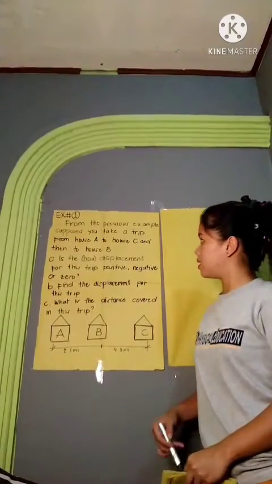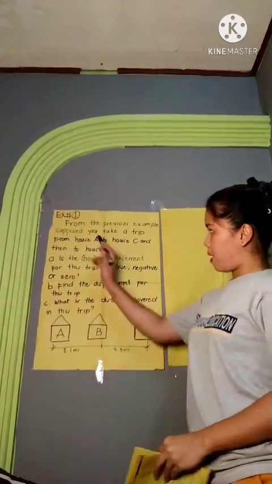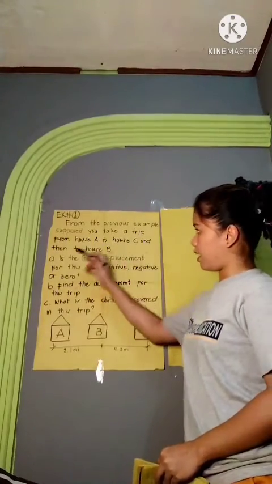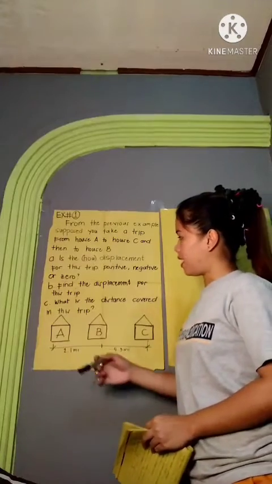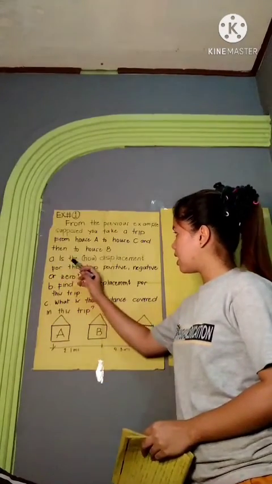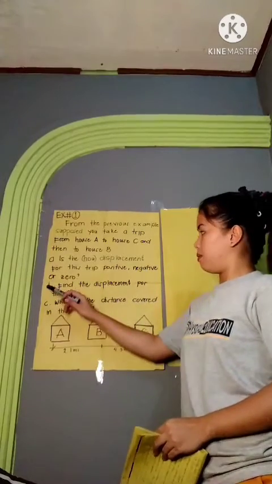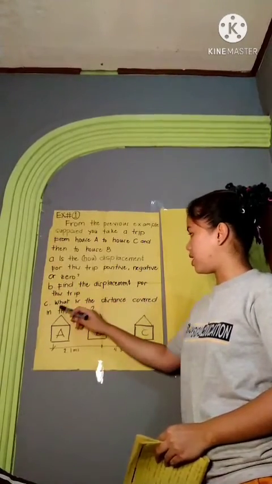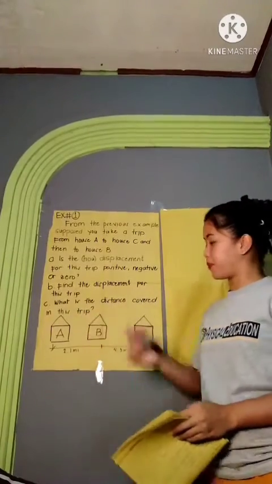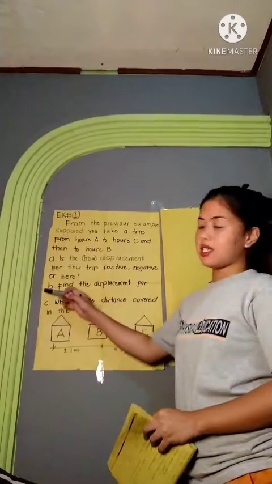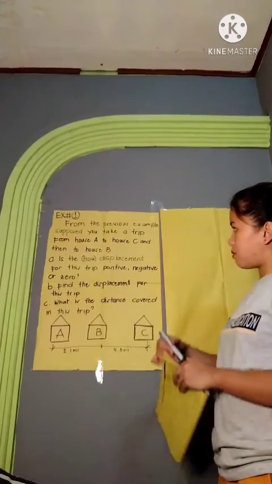Example number 1. From the previous example, suppose you take a trip from house A to house C and then to house B. Ang hinahanap dito: A, is the displacement for this trip positive, negative, or 0? B, find the displacement for this trip. C, what is the distance covered in this trip? Umpisahan natin sa letter A.